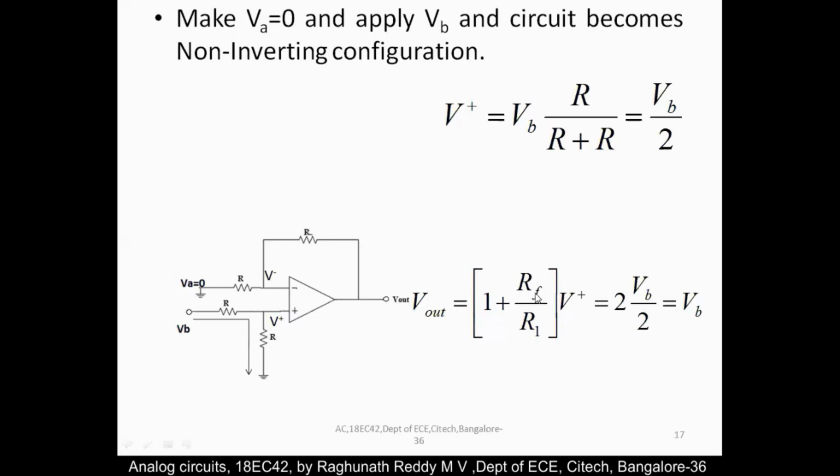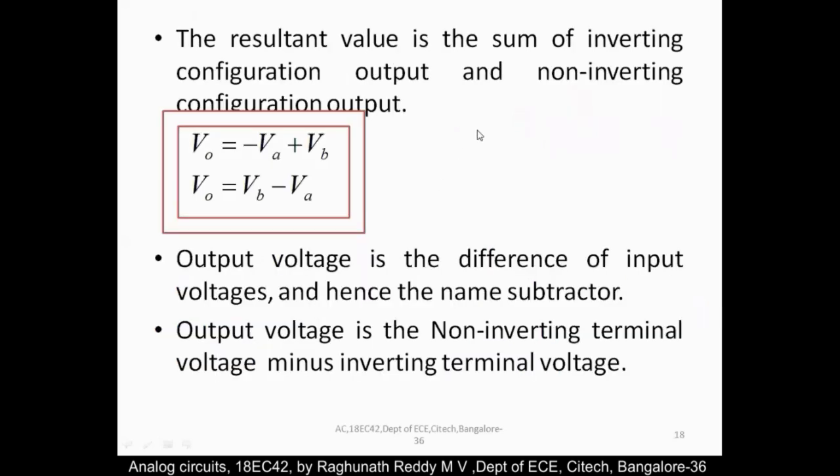If you substitute, R and R get cancelled, we get 2. So V plus is V by 2, so the 2 will get cancelled. V out equal to plus VB, because VB is the voltage applied to the non-inverting input terminal. Now the resultant value is the sum of the inverting configuration output and the non-inverting configuration output.